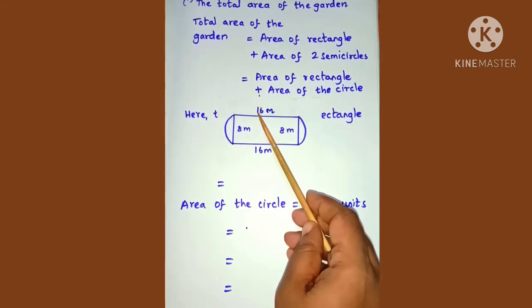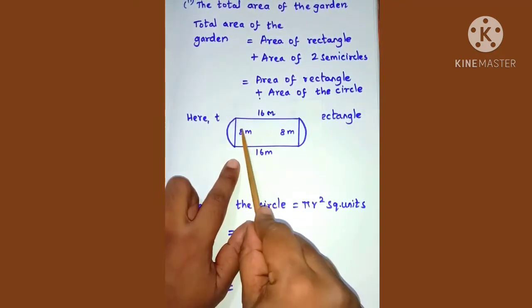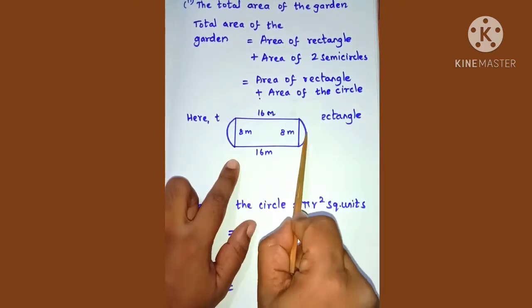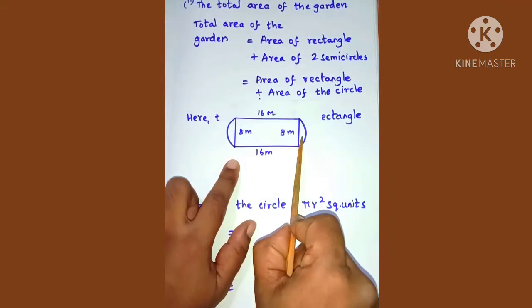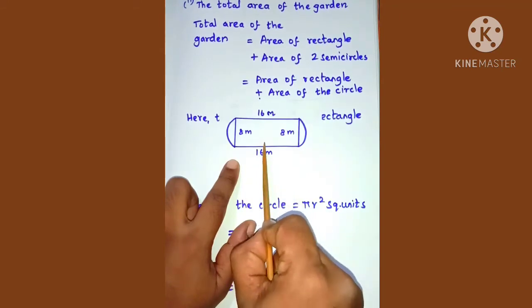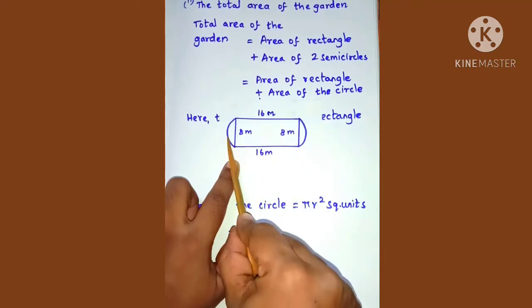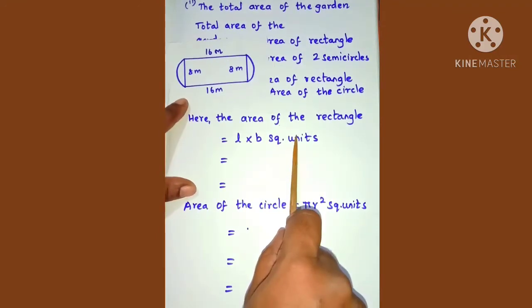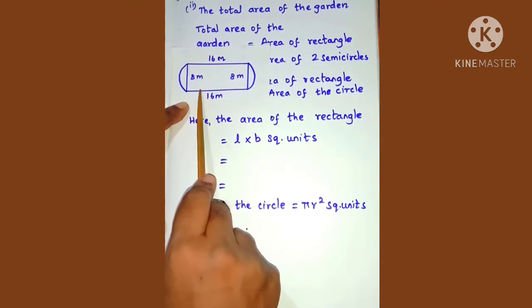So here we have to find the total area of the garden. So that is area of the rectangle plus area of these two semicircles. And here area of two semicircles will be the area of the circle. So we have to find area of the rectangle plus area of the circle. Now first let us find area of the rectangle. Now students, here area of the rectangle is L into B.